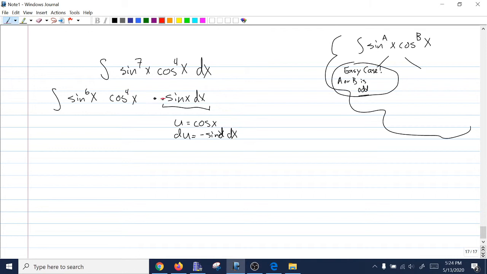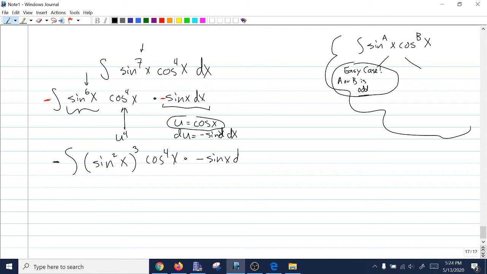The minus sign I don't care about. I just need to know, can I write everything in terms of cosine? Well, these are already a bunch of cosines. That's u to the 4th. But these sines are not cosines. But the good news is, I had an odd number of sines, now I have an even number of sines. That means this is something to do with sine squared. And an even power of sine is a thing I can turn into cosines, because sine squared is 1 minus cosine squared.